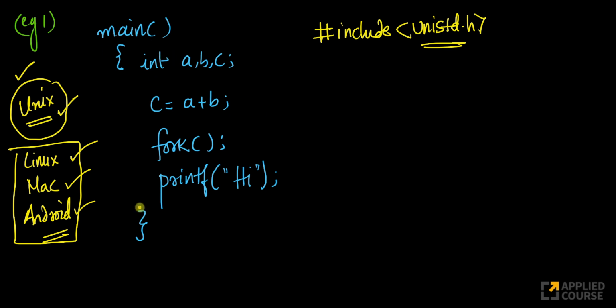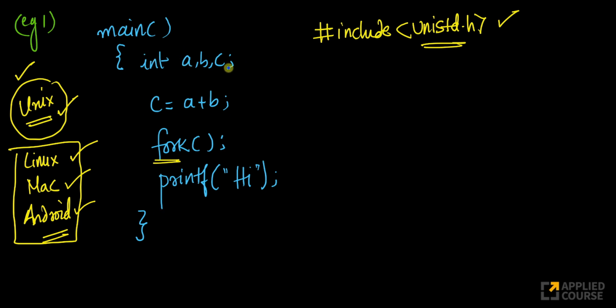Okay, so let me explain this code here. We include this because we have a function called fork here. The definition of the fork function is actually there in this header file. Or the declaration, to be precise, the declaration of the fork is here. The definition itself is in some library files. So let's go step by step here.